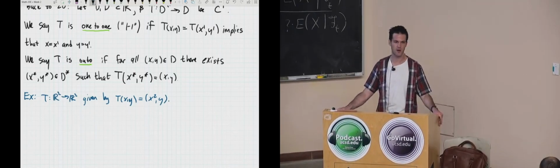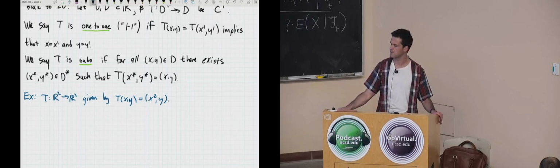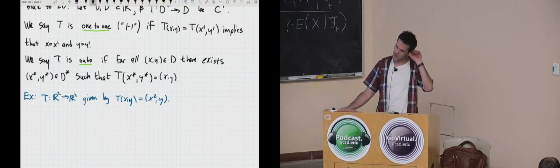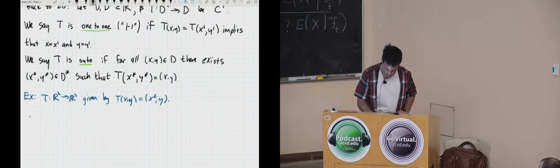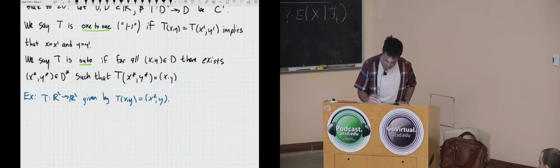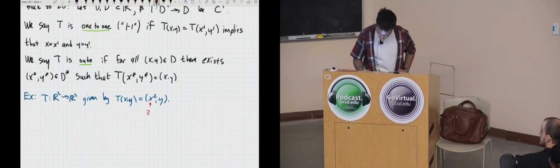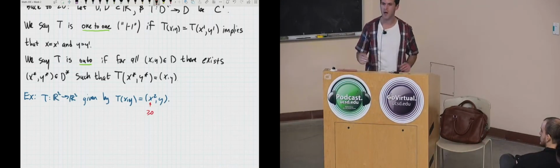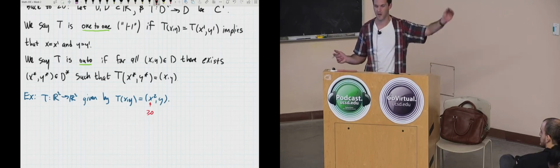What do you guys think? Is this one onto? It needs to be able to hit every single point in the plane in its range, right? But the first component, the x component of the output, is always non-negative, right? This part right here is always greater than 0. So how are you ever going to reach the points with negative x value?